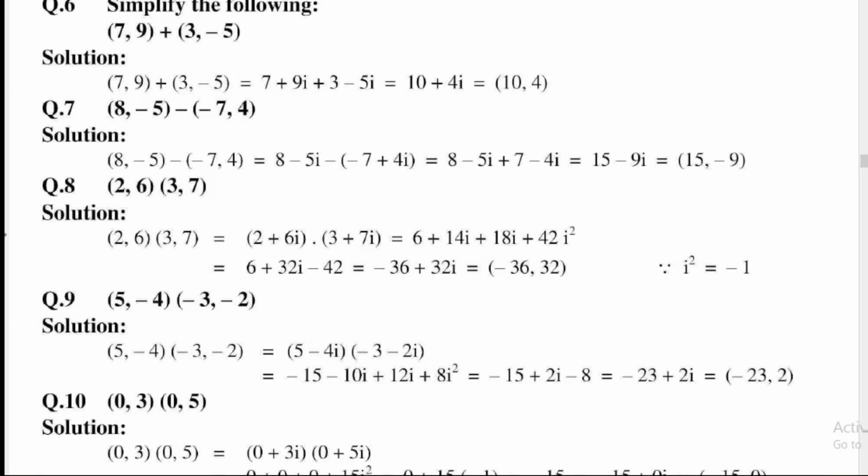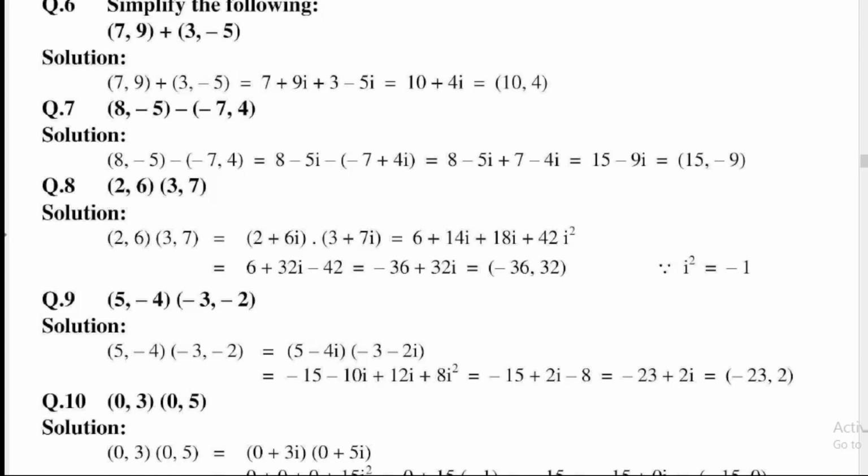In this lecture, I will solve exercise number 1.2, questions number 6, 7, 8, 9 and 10. That is most relevant from the paper's point of view. So let's start. Simplify the following: (7, 9) + (3, -5).